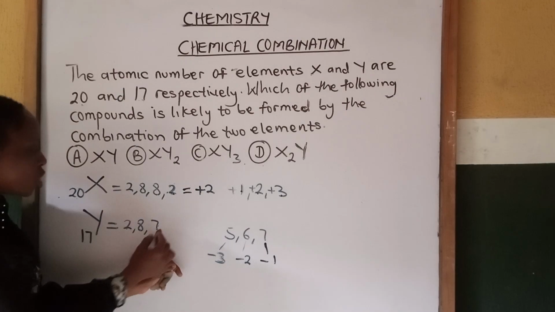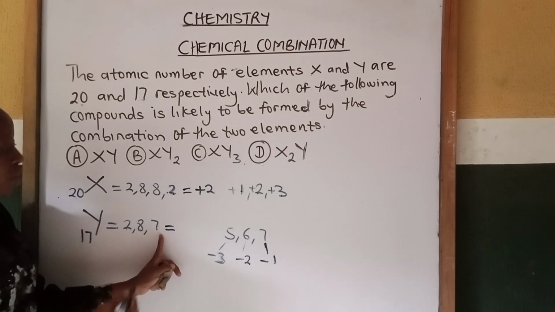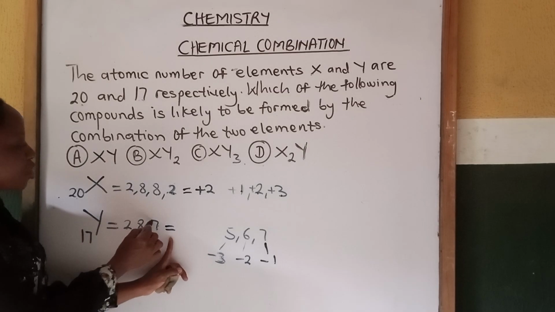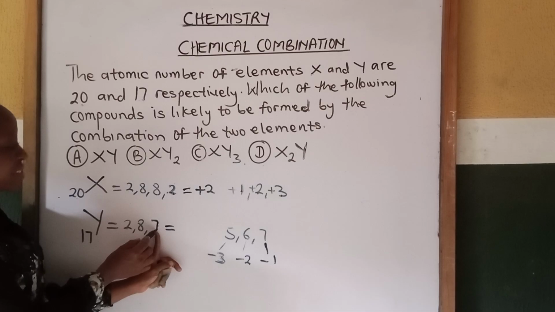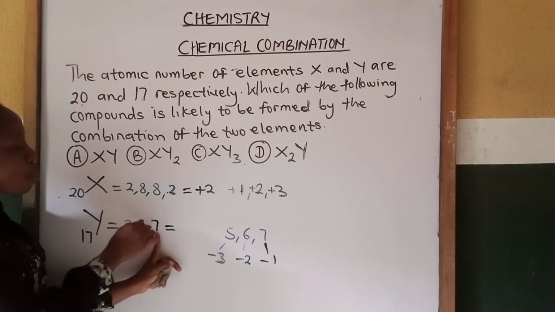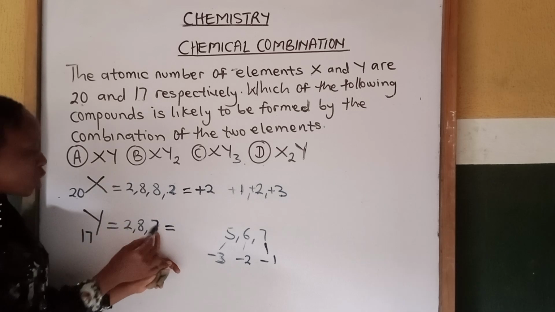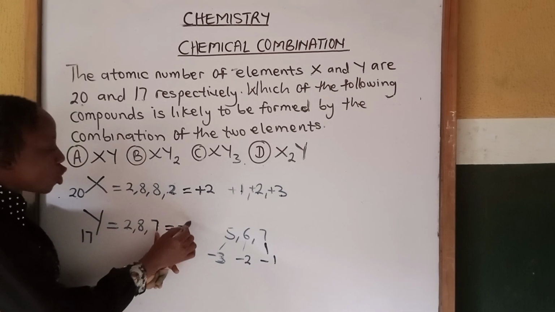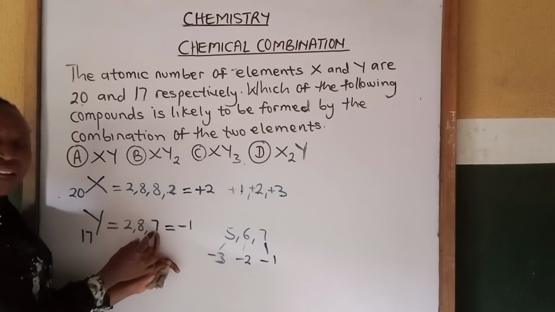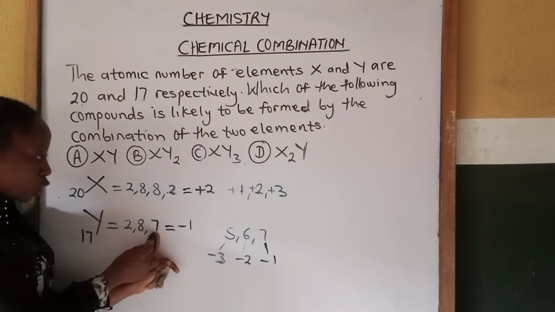So let's come to element Y. What will be the charge on element Y? This is the valence electron. It needs 1 more to balance that octet structure, to balance that 8 electrons. So the charge on it will be minus 1, because it needs 1 more to complete the octet structure.